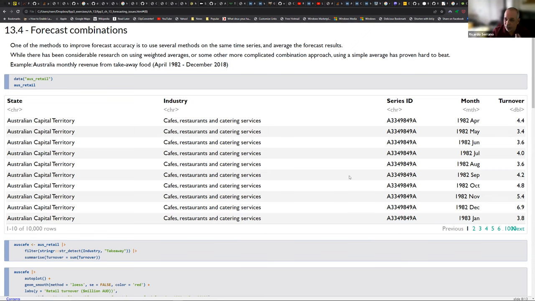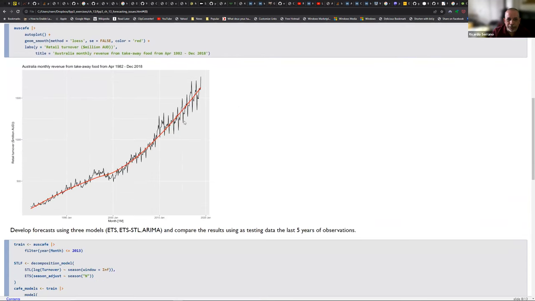Okay. And to prove that point, we're going to use the takeaway food monthly revenue in Australia. We are going to use that data set from April 1982 to December 2018. This is the time series plot. As you see, it's basically monotonic, it just increases, but it has the seasonality associated with it.